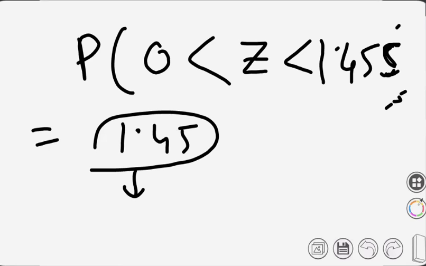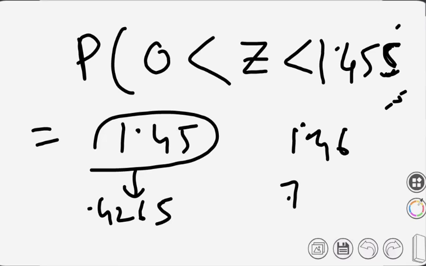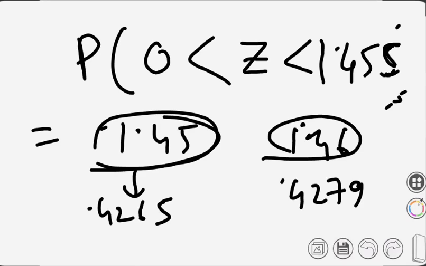1.45 is 0.4265. Sorry, yes, 0.4265. And what is the value under 1.46? The value is 0.4279, isn't it? So 1.45 and 1.46, these two values are there. Your value lies in between them. 1.455 is in the middle of 1.45 and 1.46.